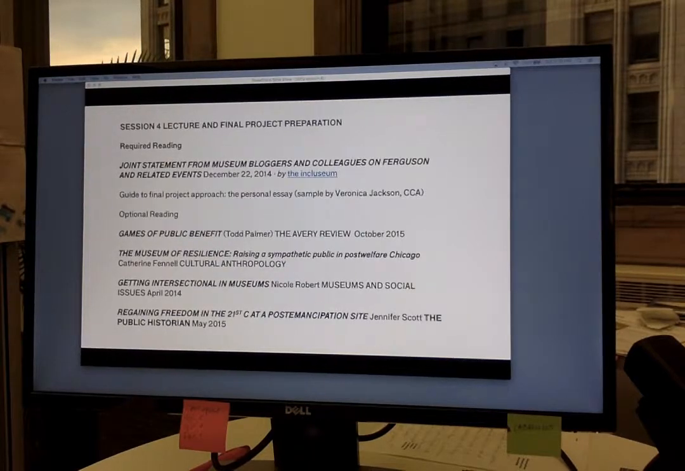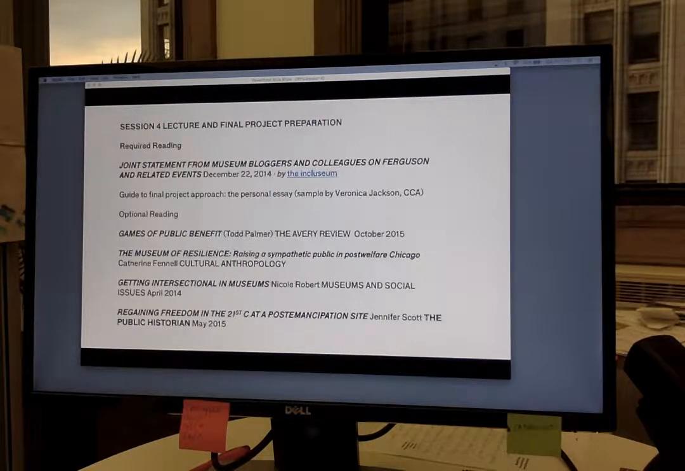At any rate, for session 4, the only required reading I'd like you to do is this brief joint statement from museum bloggers and colleagues on Ferguson and related events, which is the overarching statement of a movement known by its hashtag, Museums Respond to Ferguson. Ferguson was an incident in 2014 in Missouri of police brutality, which resulted in the death of an African-American civilian. How these bloggers have responded to that is fundamental to how I'd like you to think about what we mean by social impact.